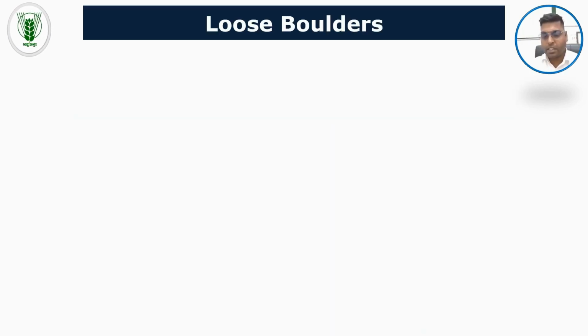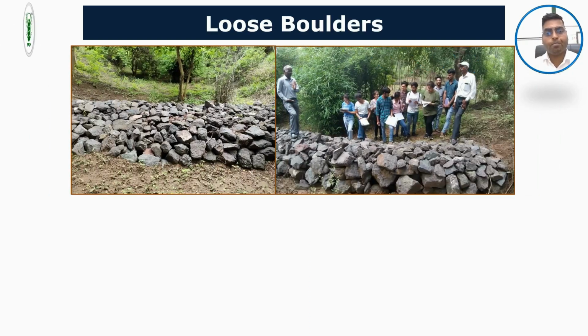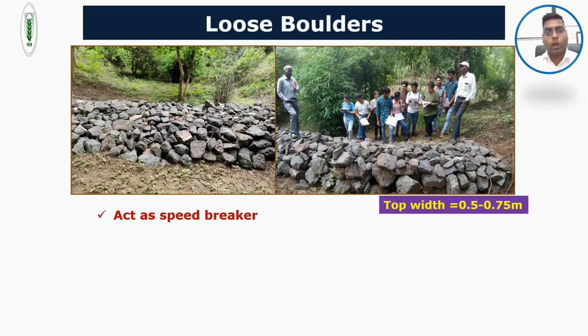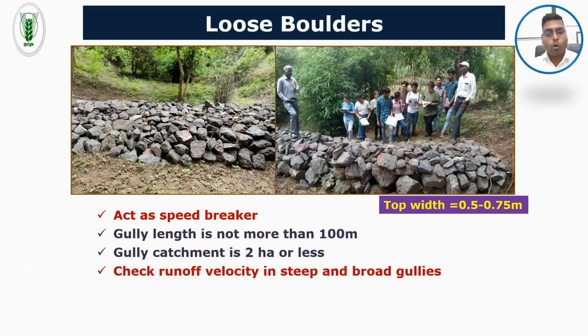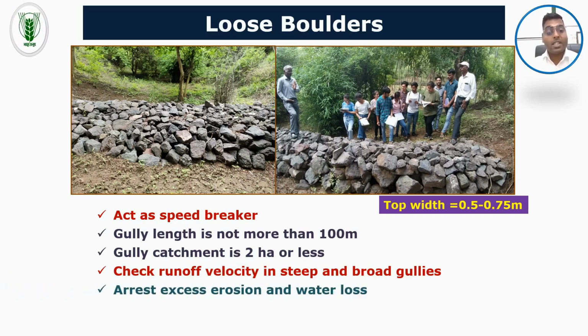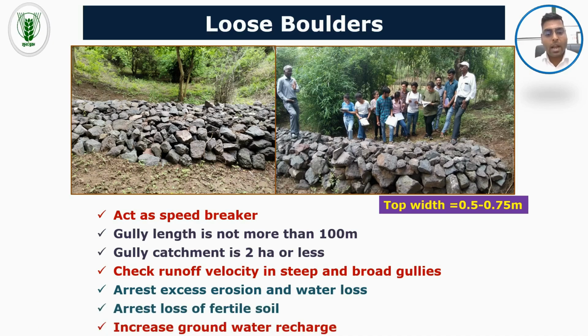Now we will discuss about the loose boulders. Loose boulders act as a speed breaker. The top width of the loose boulder is usually kept 0.5 to 0.75 meter. It is suitable where the gully length is not more than 100 meter and where the gully catchment is 2 hectare or less. Loose boulders check runoff velocity in steep and broad gullies. They arrest excess erosion and water loss. They arrest loss of the fertile soil and they increase groundwater recharge.